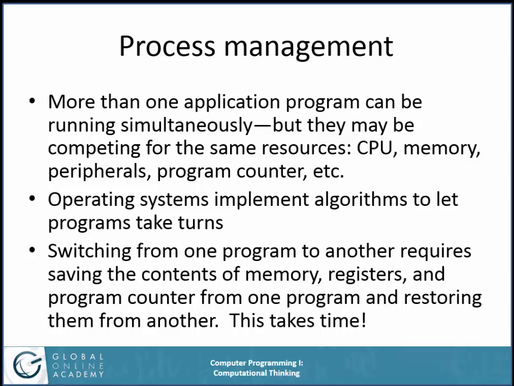More than one application program can be running simultaneously, but they might all be competing for the same resources. They all need to use the CPU. They all need to use some memory, maybe not the same memory, but maybe the memory has to be swapped in and out. They might need access to the same peripherals. They might need to use the program counter, and so on. So operating systems implement algorithms to let programs take turns, and each one does this somewhat differently, and usually you have no idea how it's doing it.